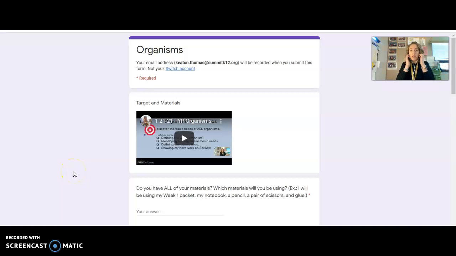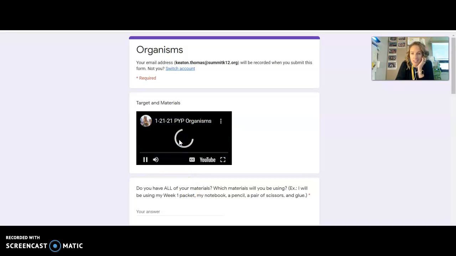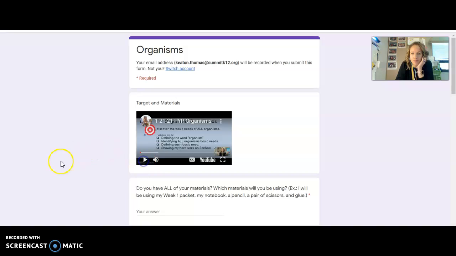Okay, so let's make sure you got everything done that you need to for PYP today. Let's take a look back at our target. Our target says, I can discover the basic needs of all organisms.